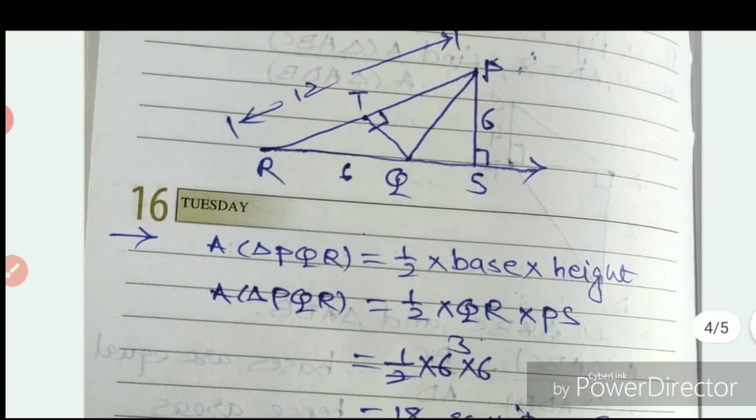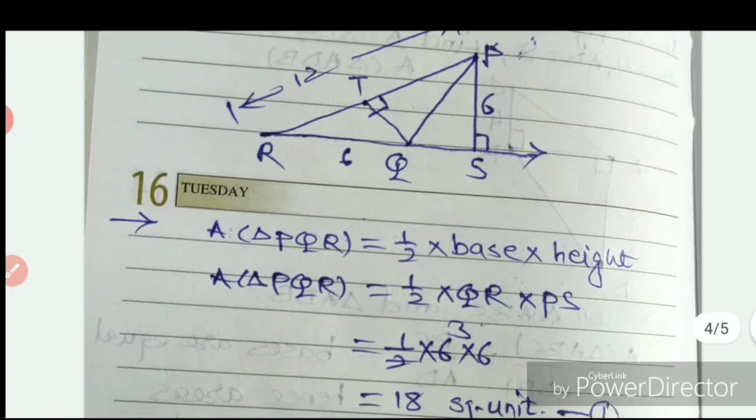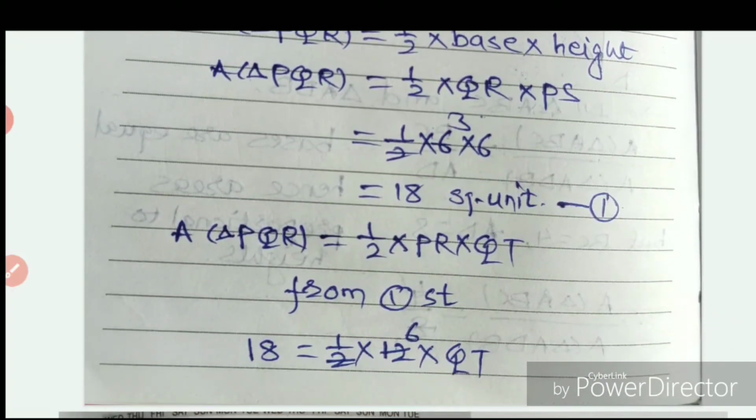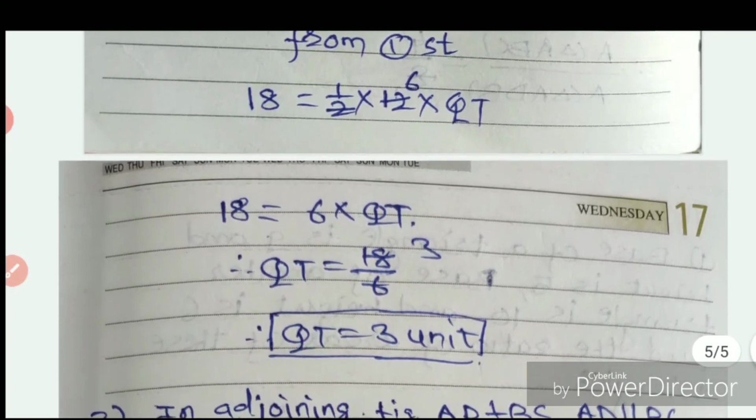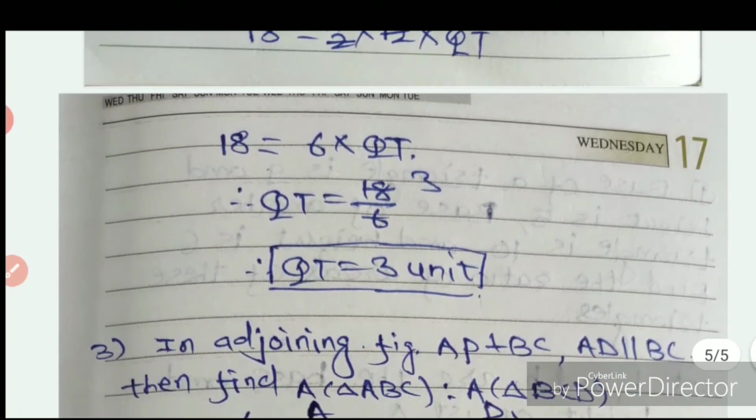Again, for the area of triangle PQR, taking a different base and height, that means PR and QT. Therefore, area of triangle PQR is equal to 1 by 2 into PR into QT. That means taking values of area of triangle PQR and PR, we have 18 is equal to 1 by 2 into 12 into QT. Solving it, we get QT is equal to 3 units.